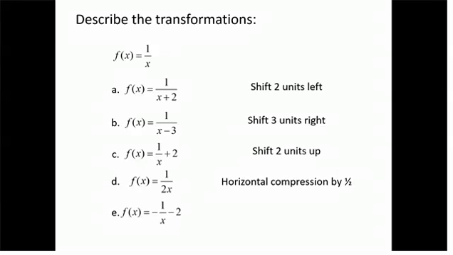And then since we're subtracting 2 outside of the whole library function, we know that we have a shift in the vertical direction, so we're going to shift 2 units down. So we have a reflection top to bottom over the x-axis and a shift 2 units down.